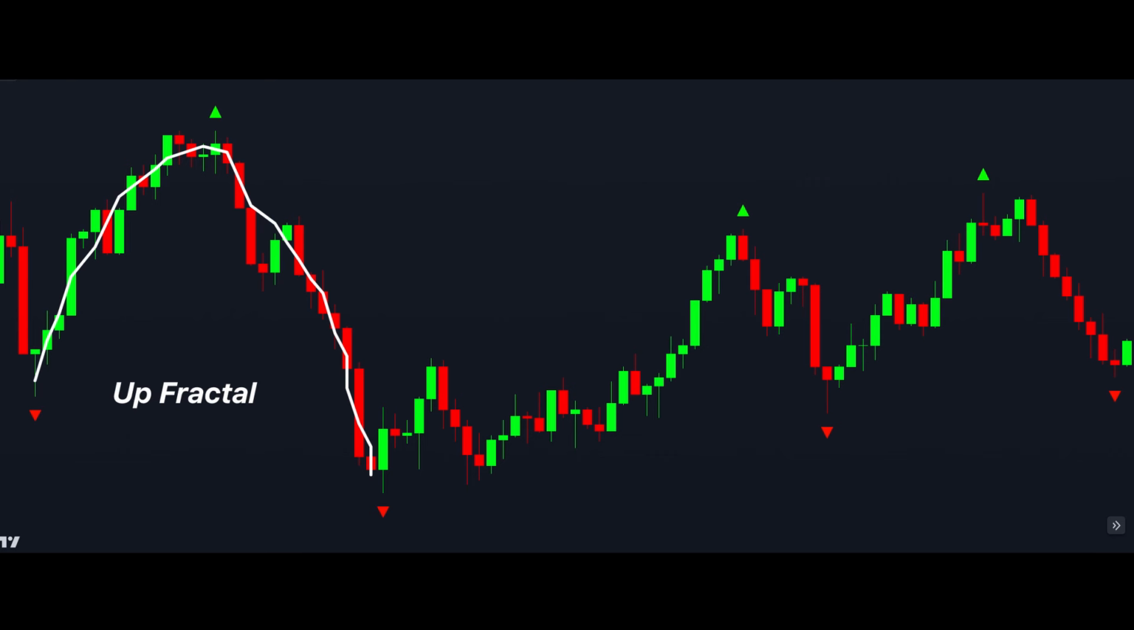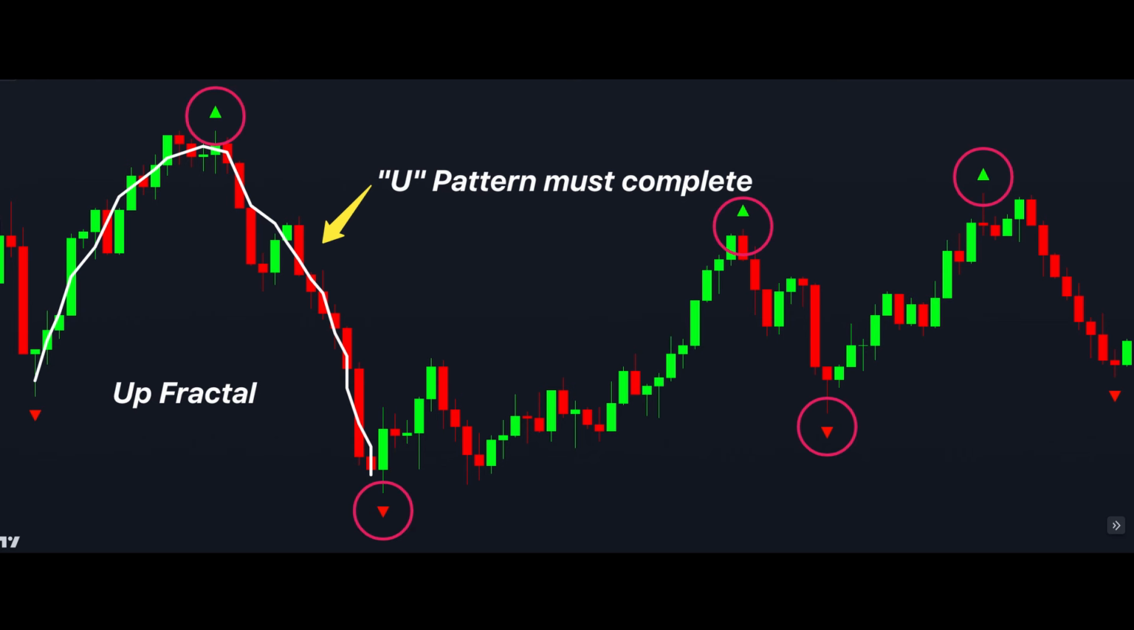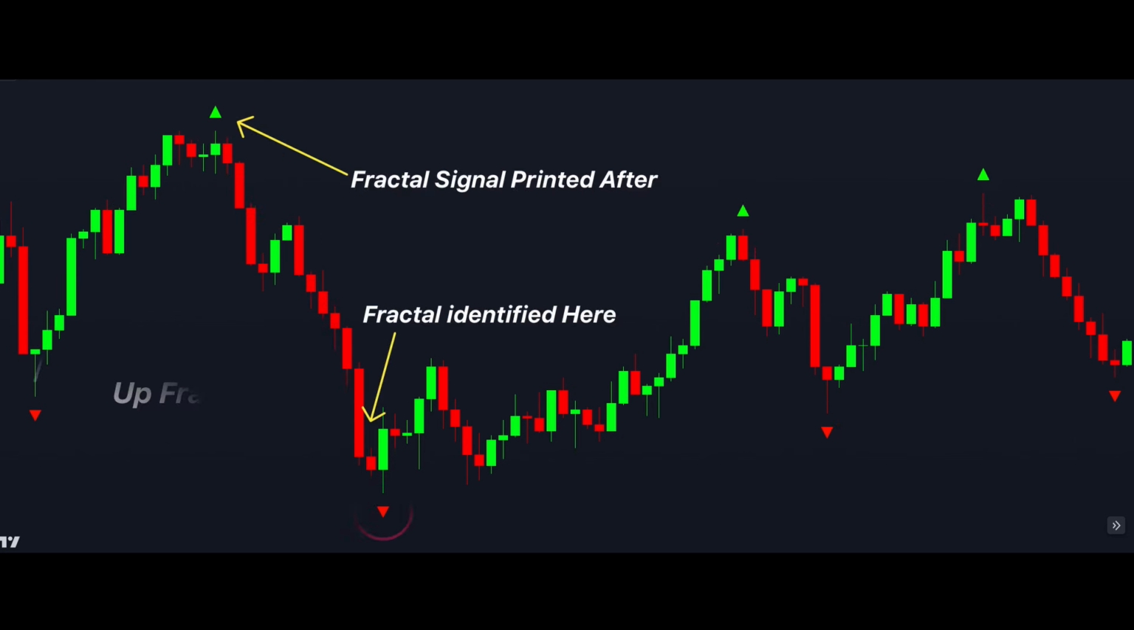Now, it should start to be obvious that this indicator does not print real-time signals. The U pattern on the chart has to complete before it identifies it. There is no way for the indicator to know if the chart will form a fractal beforehand. If you were to look back at fractals on the chart, it looks like they perfectly identify reversal points in the price. This is because the indicator lags by whatever period you set and will always print the fractals at the top or bottom of the U shape.